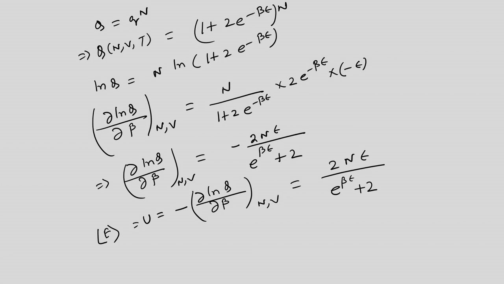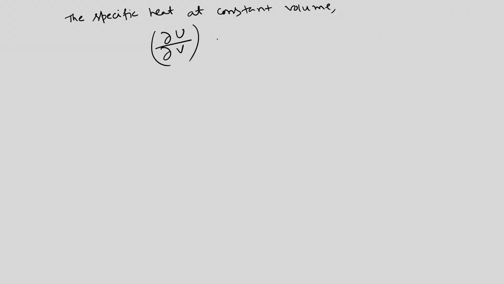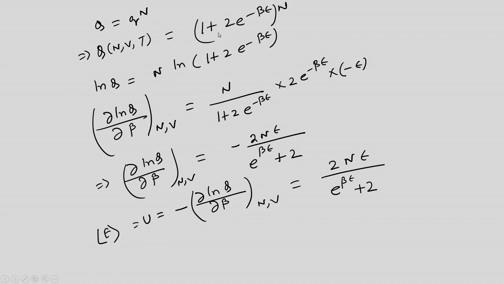So once we get the value of U, we can calculate Cv very easily. So at constant volume, the specific heat at constant volume, we can calculate very easily. The specific heat at constant volume is del U by del T. Okay, and del U by del T we can calculate easily.